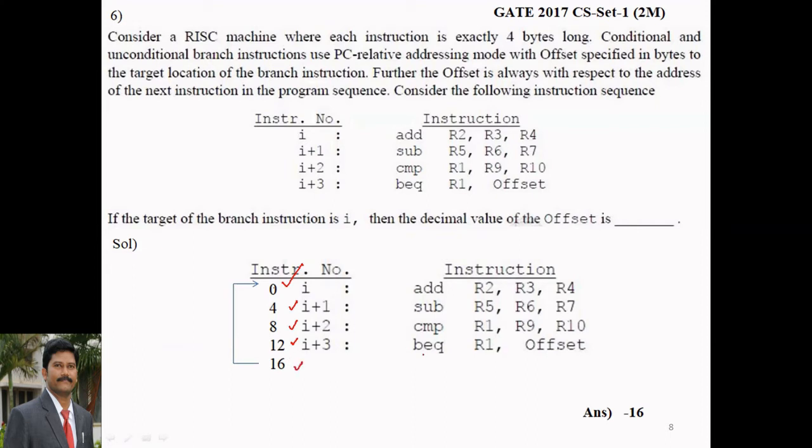From this, it is given that the target of the branch instruction is instruction 1, so we need to branch back to it. From 16, how much decimal value do we need to reduce? 16 minus 16 gives 0, so that it correctly jumps. So from this value, if you subtract 16, it directly jumps to 0. So minus 16 is the answer.